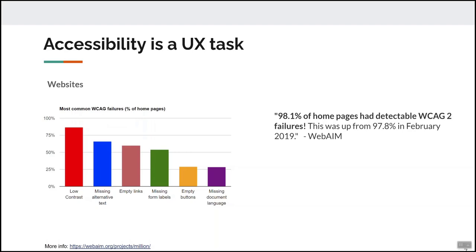We'll just go over a couple of these. They say that over 75% of websites' home pages have low color contrast, and that means that somebody that's colorblind or has vision disabilities might have difficulty using that website.